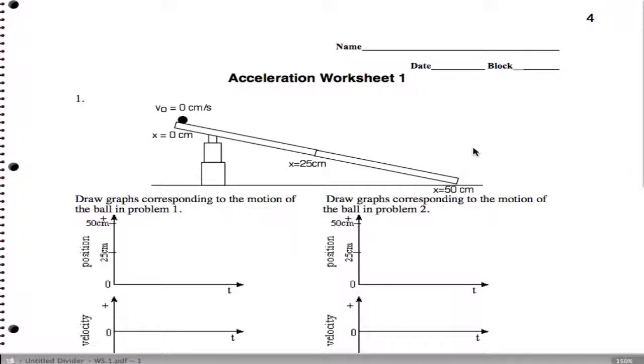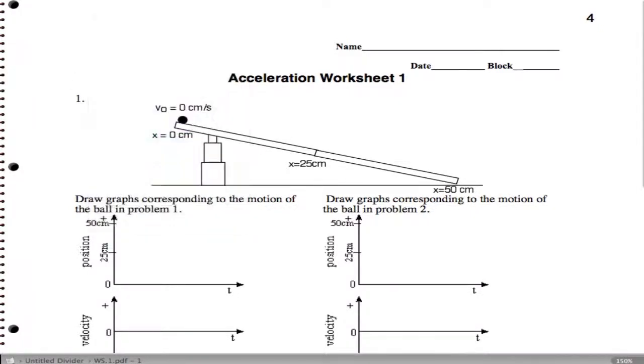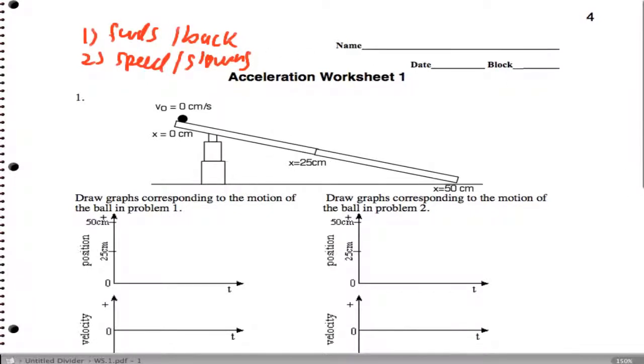Alright, this is the first worksheet that we did for this unit, and basically we have to draw the position, velocity, and acceleration graphs in 4 situations. And whenever you have a situation like this, you need to think about 2 things. The first thing is, is the object moving forwards or backwards? And the other is, is it speeding up or slowing down? And so this is how we're going to approach all these graphs.